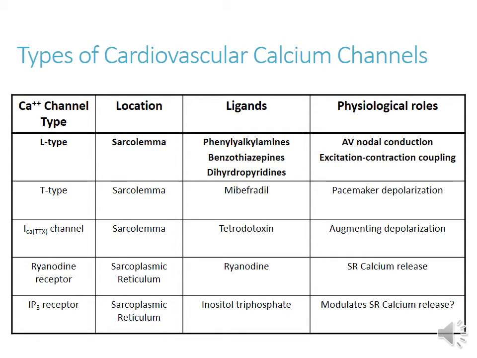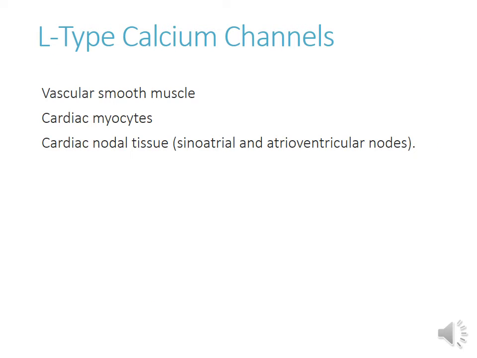And you'll notice this is going to be important for things like AV nodal conduction. It's going to be important for things like vascular smooth muscle relaxation. And these are the main ones that therapeutically we're going to use for hypertension. So these L-type channels, like I mentioned, are present in the vascular smooth muscle. You'll see them in the cardiac myocytes and also in the cardiac nodal tissue. So both in the SA node and the AV node, these L-type channels will be present.